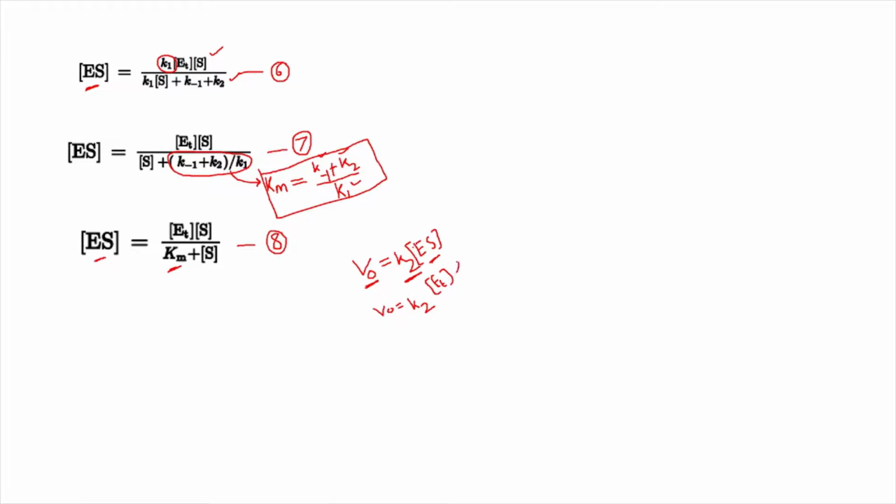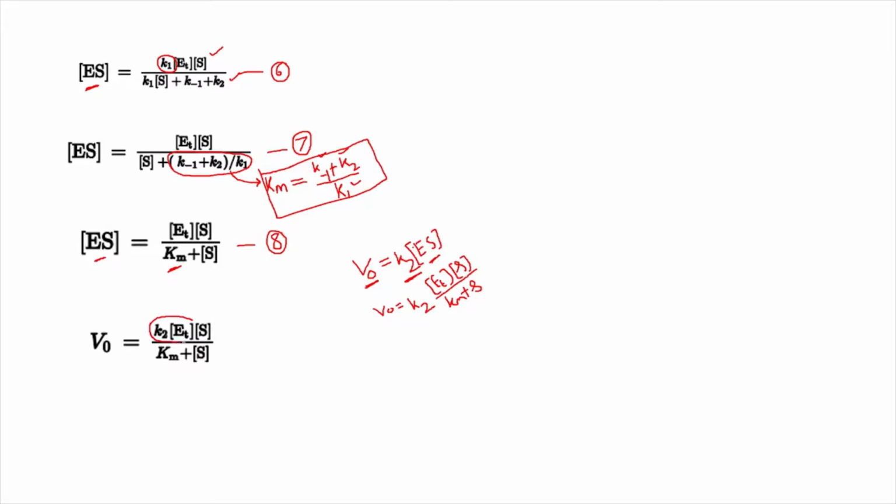ET into S by Km plus S. So we will substitute here the values of ES that we got from equation number 8. Okay, so V naught comes to be K2 into ET by K2 into ET into S by Km plus S, where ET is the total enzyme concentration.